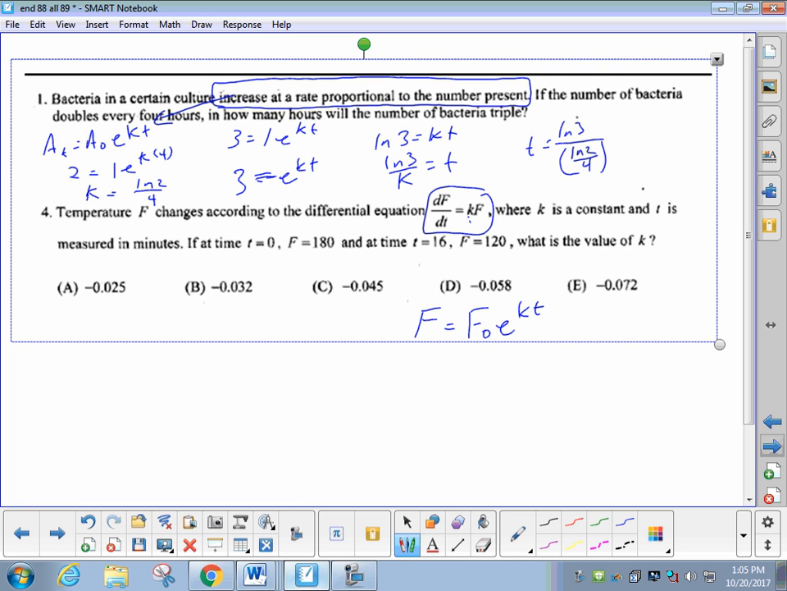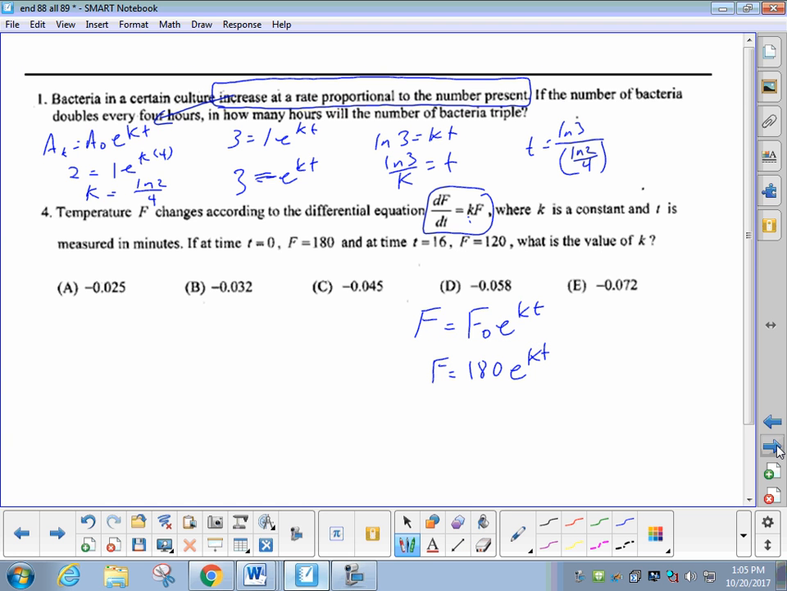They give me F initial is 180, so I can plug that in. I did plug that in. And then at time 16, F is 120, which would allow me to find k.